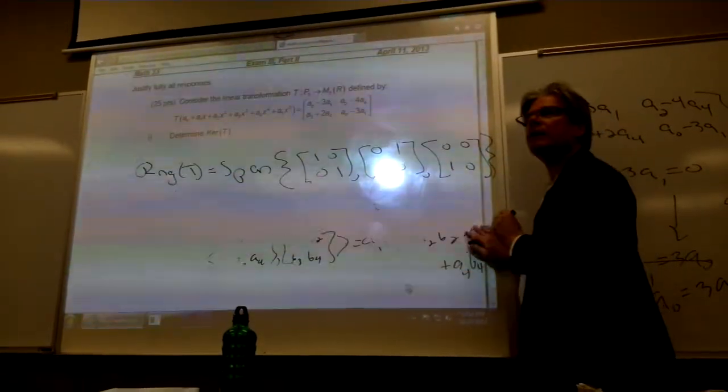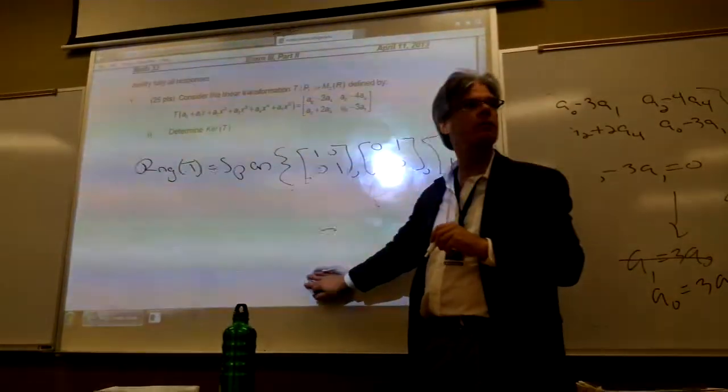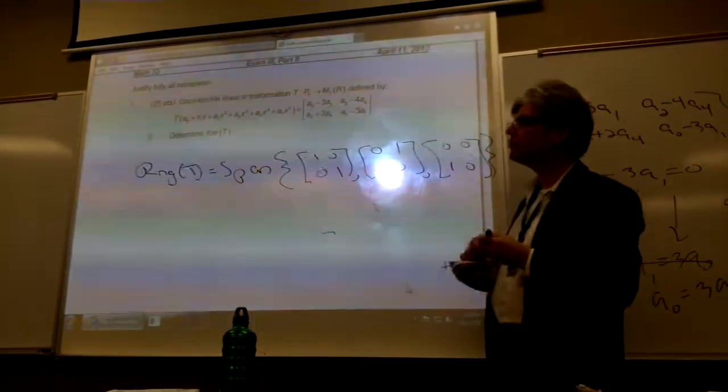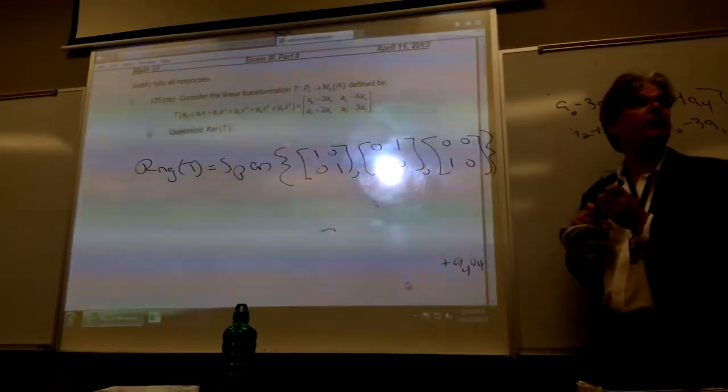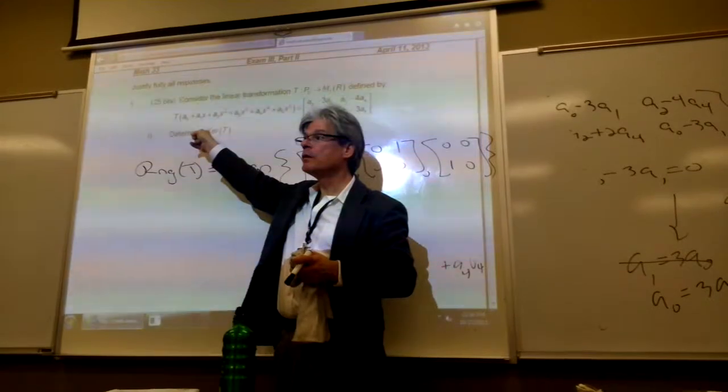Let's see if we made a mistake. What was the dimension of the kernel? I erased it, but what was its dimension? Wasn't it 3? And what's the dimension of the range? 3. But the sum of the two better be equal to the dimension of the first vector space, which is 6. Thank goodness.